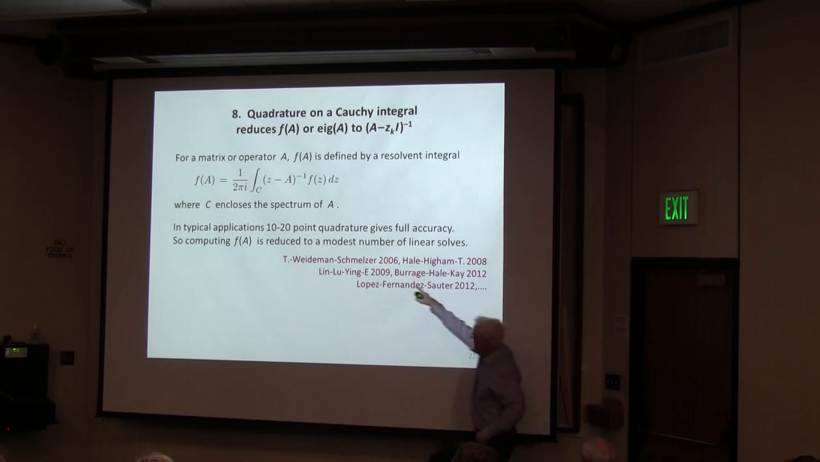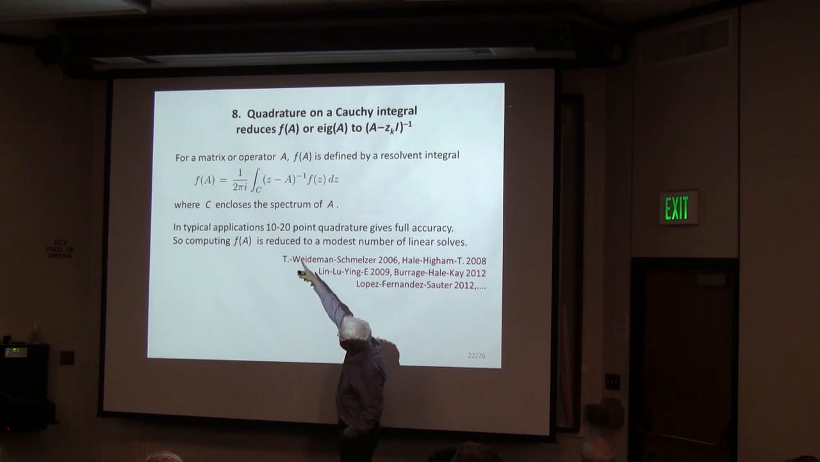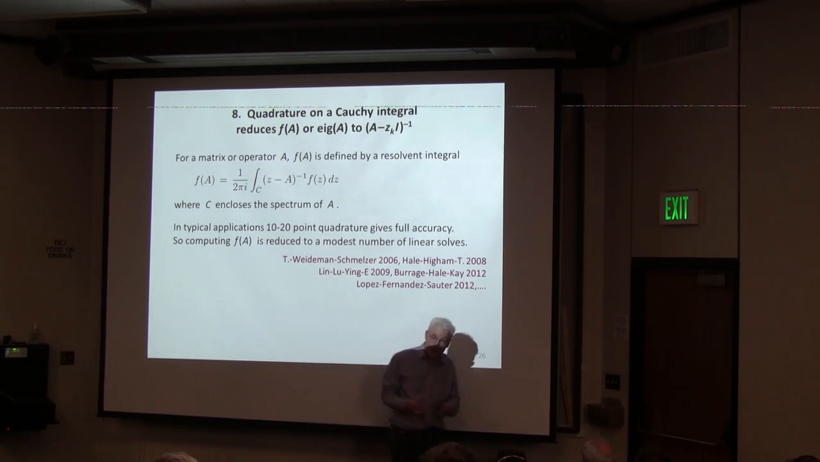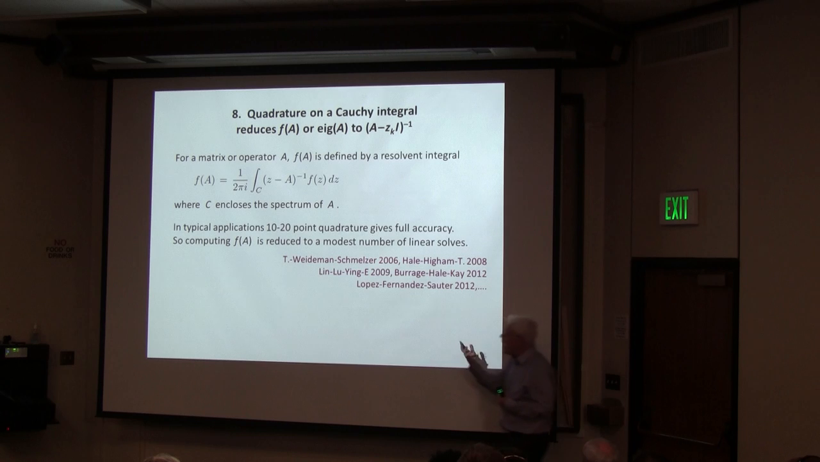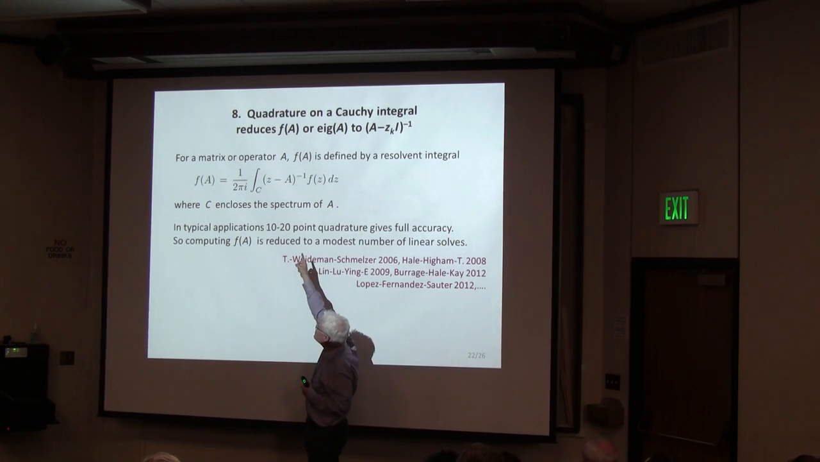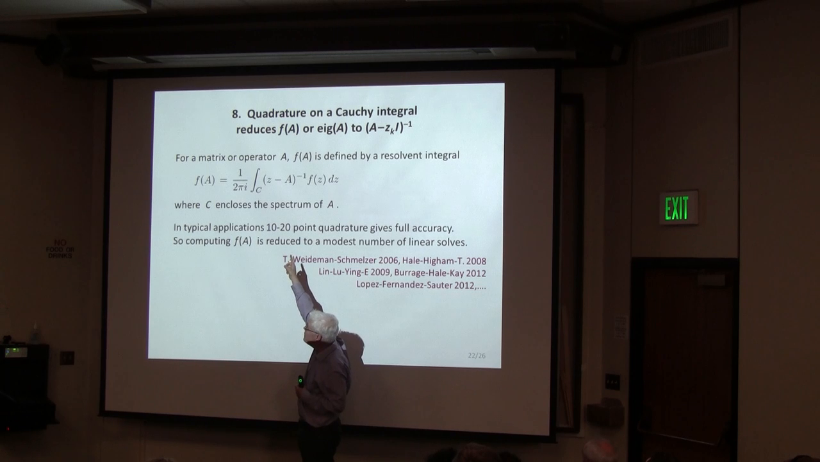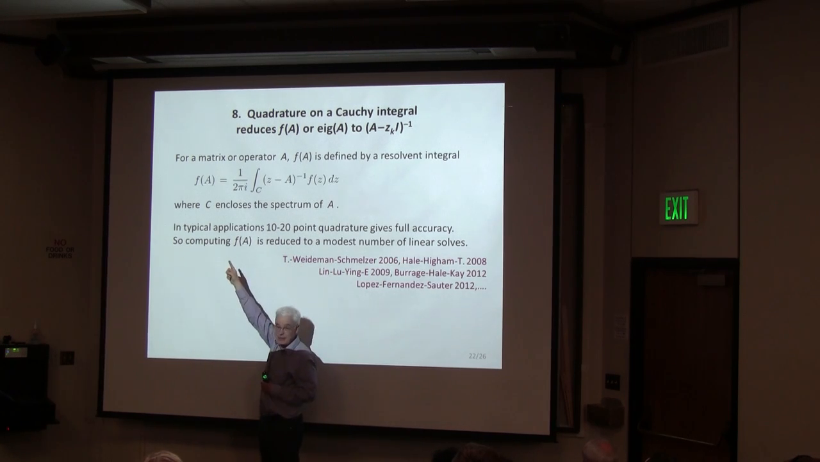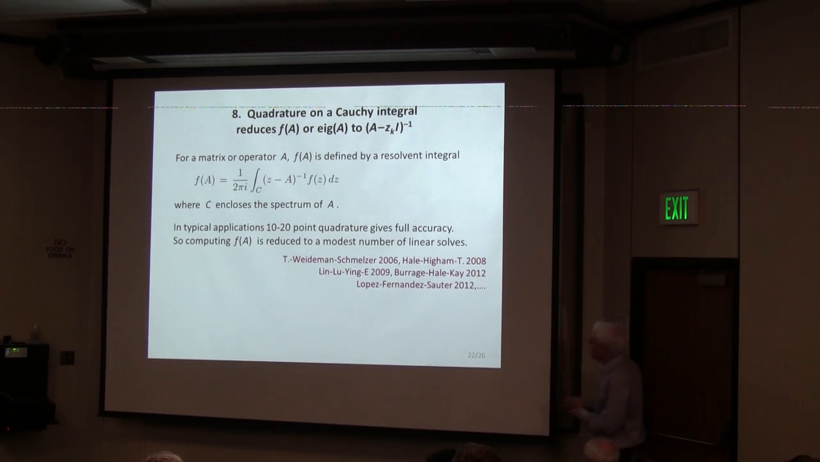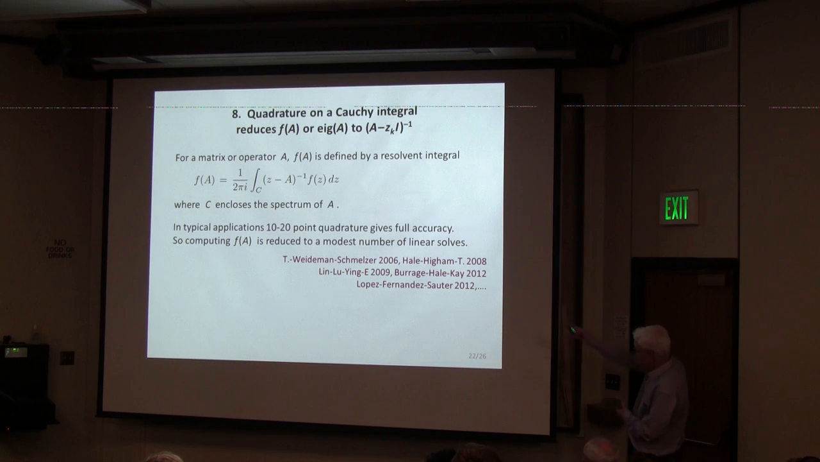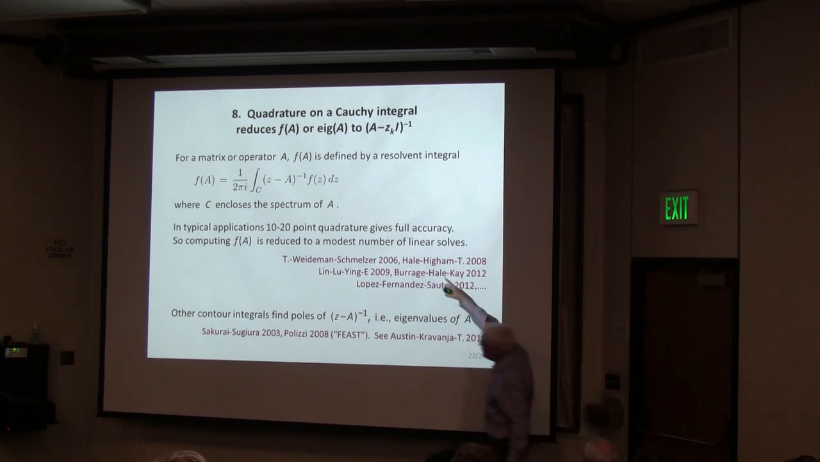So what does that mean from a linear algebra point of view? Well, if you want to sample that function, that means solving a system of equations involving z minus A. So you're solving a system of equations. But if A is sparse or has other structure, you maybe have fast ways to do that. So the idea here is to reduce the difficult problem of f of A to the well-understood problem of linear solves. And, well, you can see. That's for f of A.